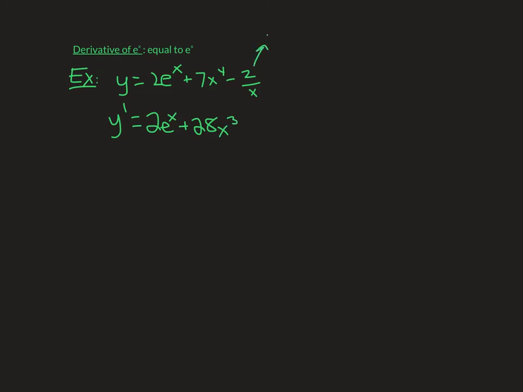I'm going to rewrite this as 2x to the negative 1, and I get minus negative, so it becomes plus 2x to the negative 2. Last thing I'm going to do is just write this out so I don't have that negative exponent. And this is my answer.